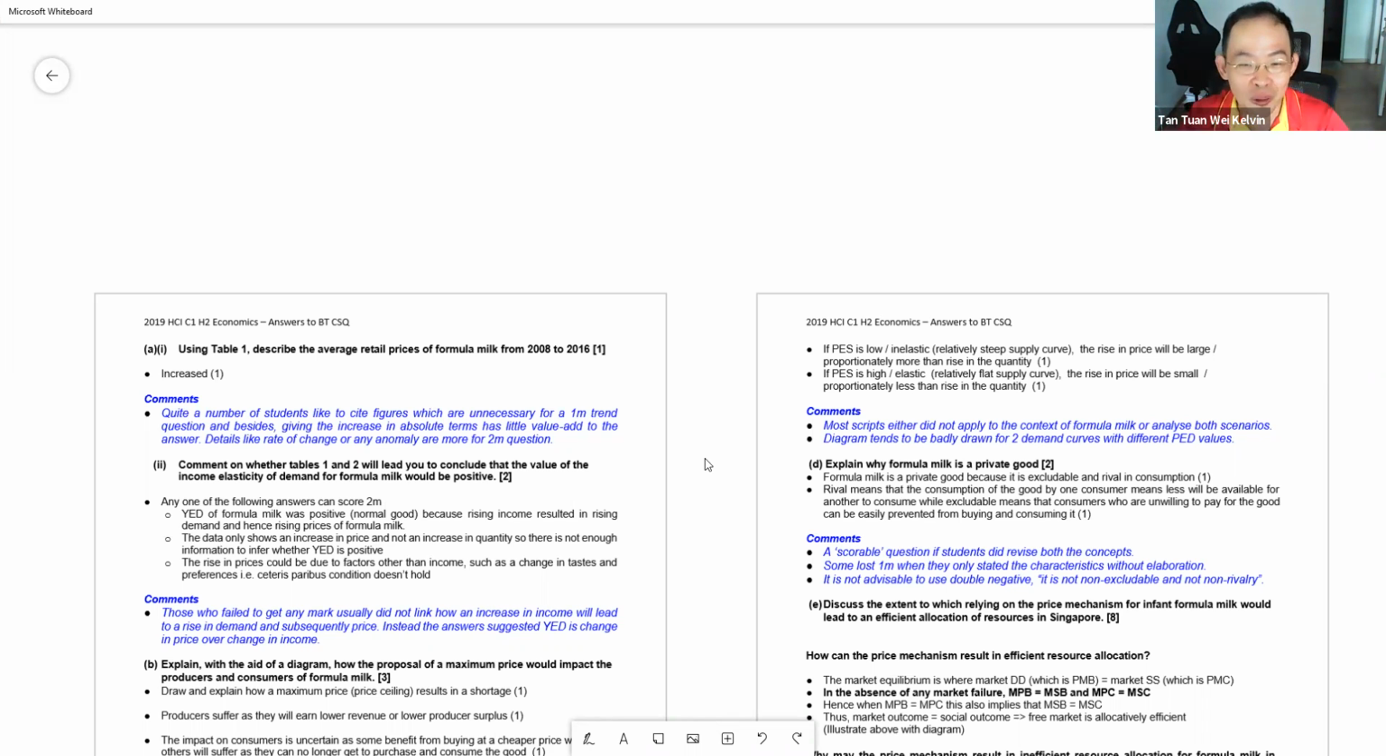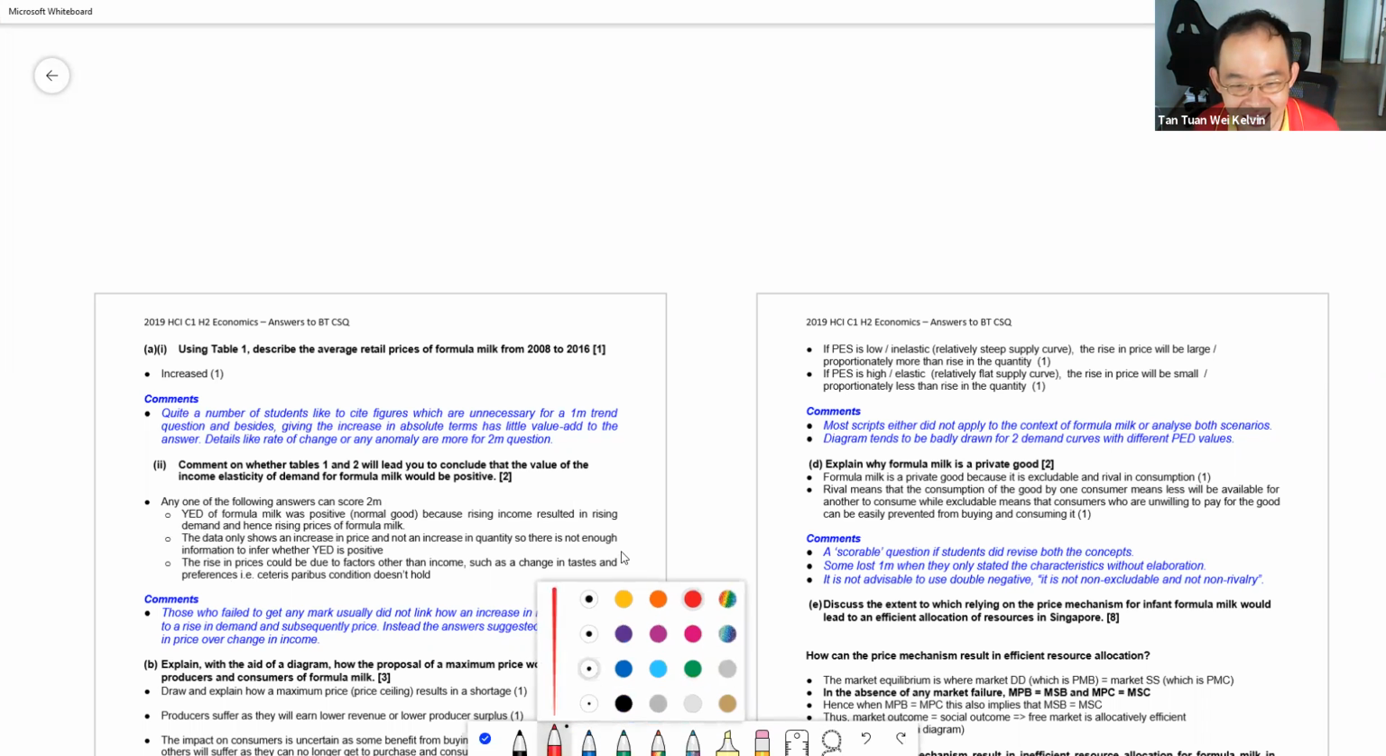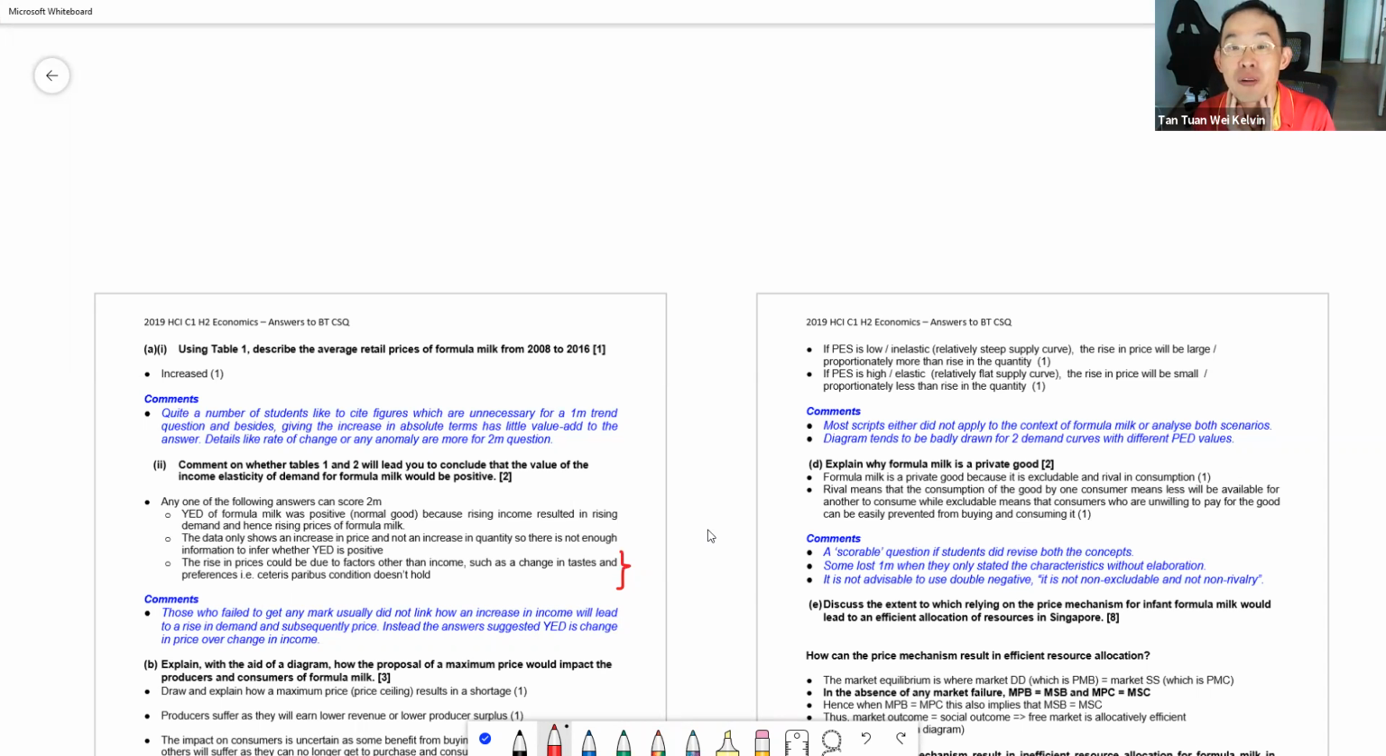Now the command word comment, they sort of like you to have an alternative. You see, I said ceteris paribus. So if the YED is positive, ceteris paribus, when income increases, price should increase because demand has increased.